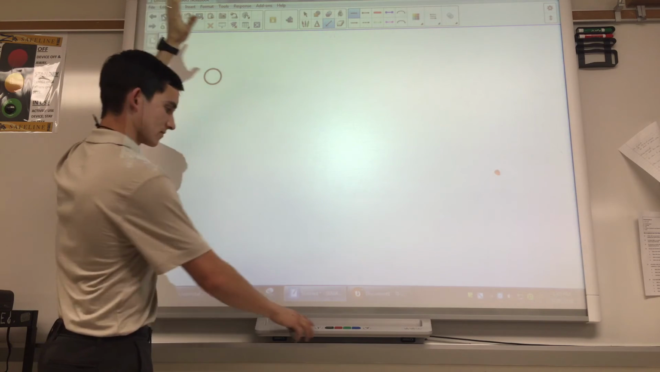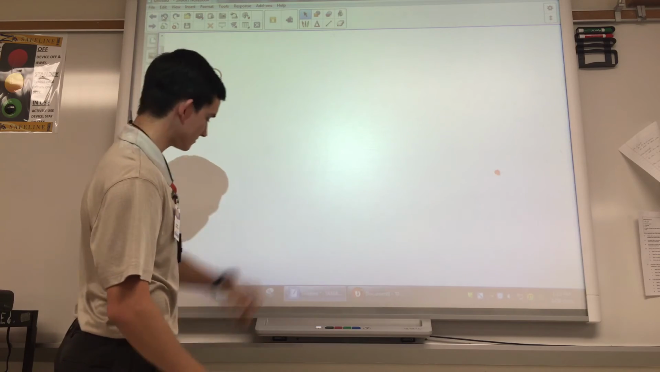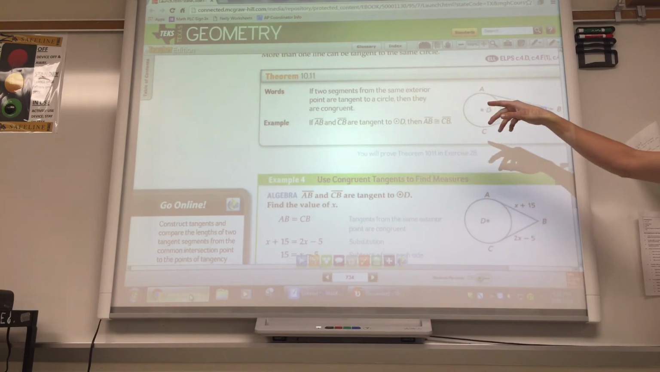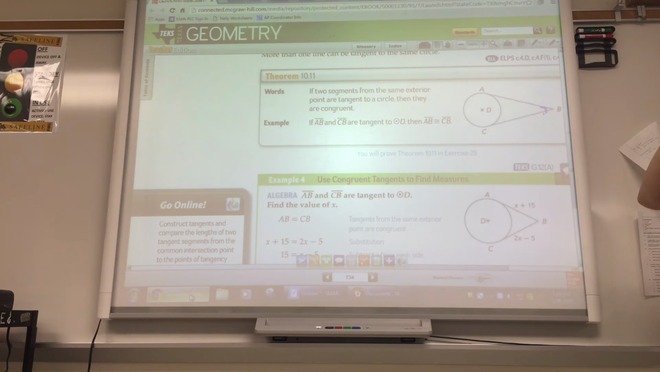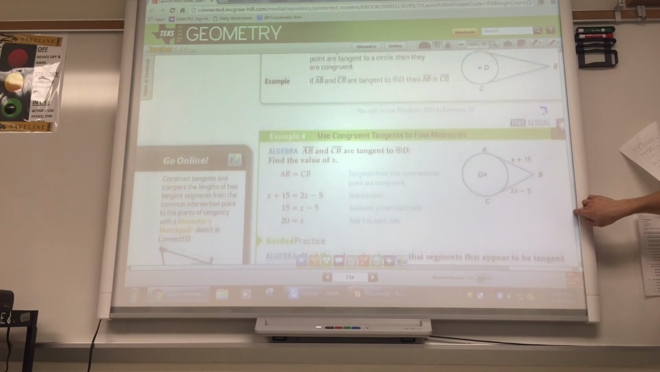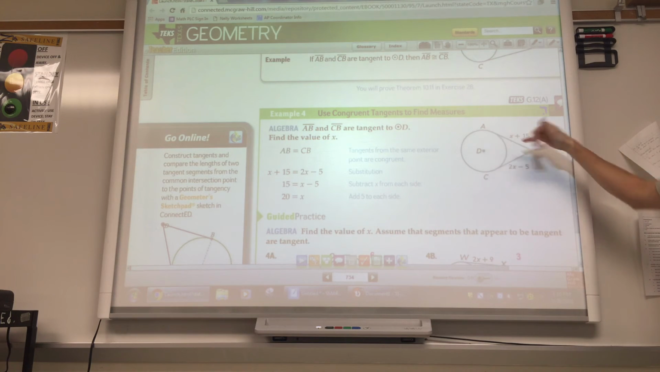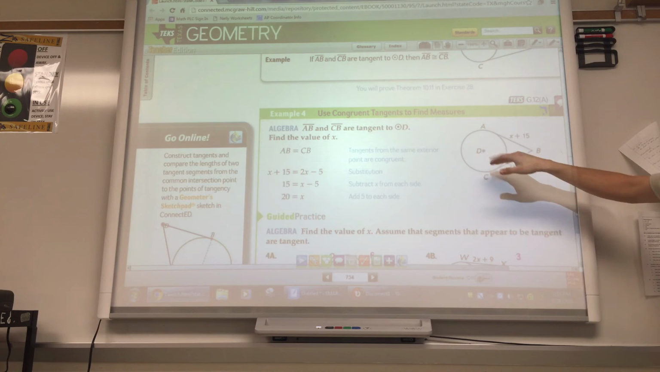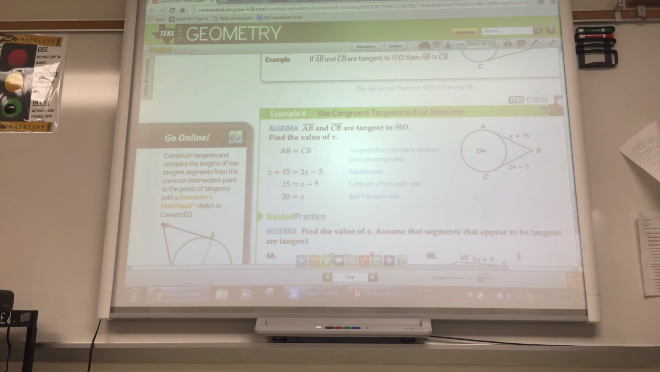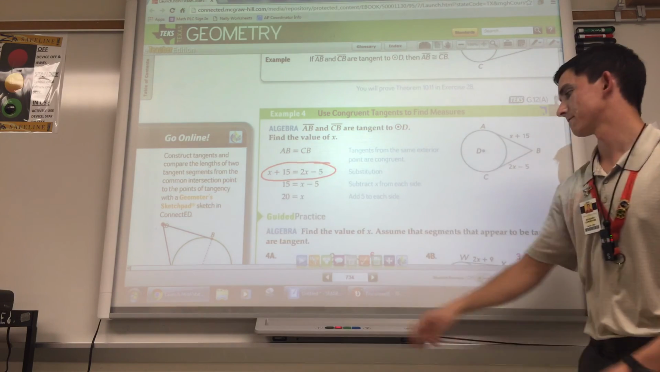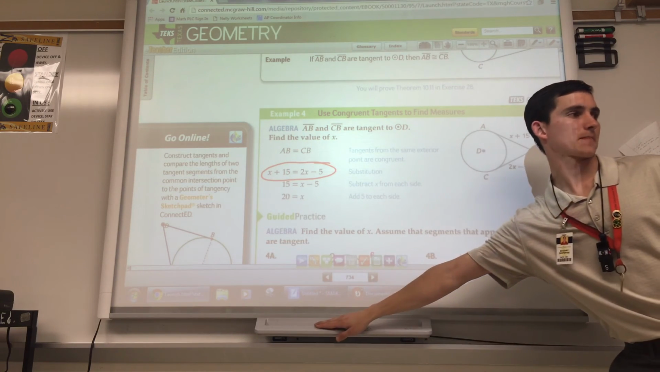Okay. Any questions on that concept? So that's what they're trying to get across right here. If you have two segments from the same exterior point that are tangent to a circle, then they are congruent. Then those segments, B to A and B to C, are going to be congruent. So right here, it's saying, all right, here's a point B, and it runs tangent to point A, and B to C runs tangent also. So that means those have to be equal to each other. And that's what you see them doing right here when they set it up. They just make them equal to each other. Are we good with that?